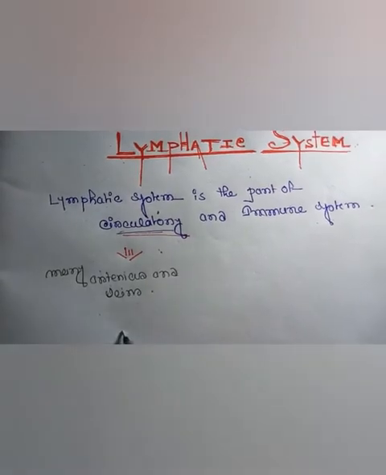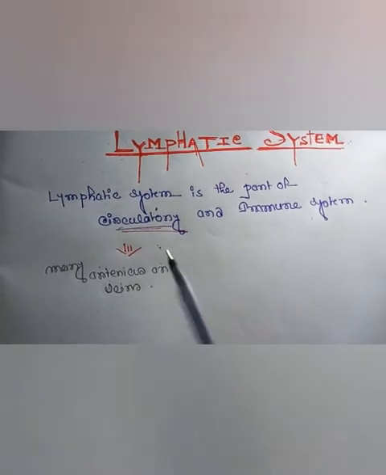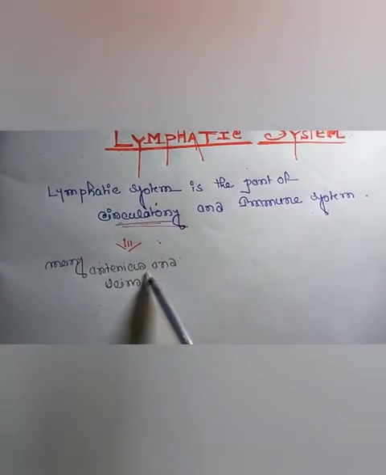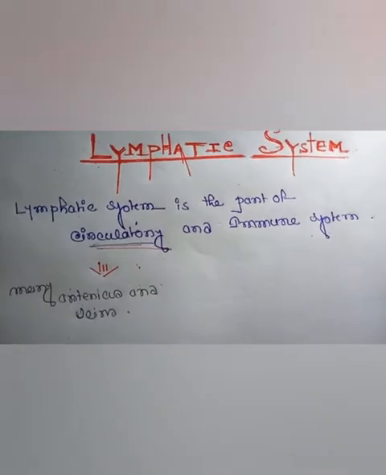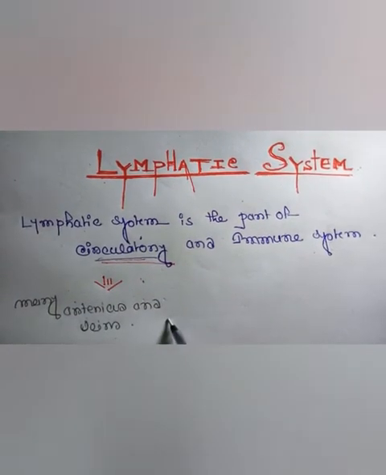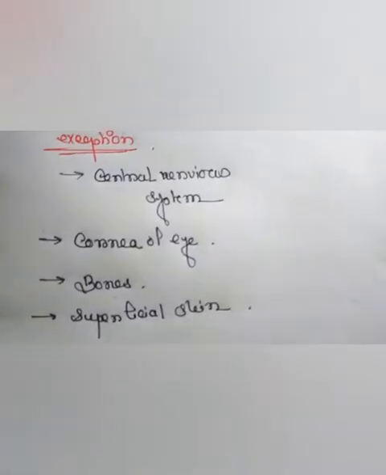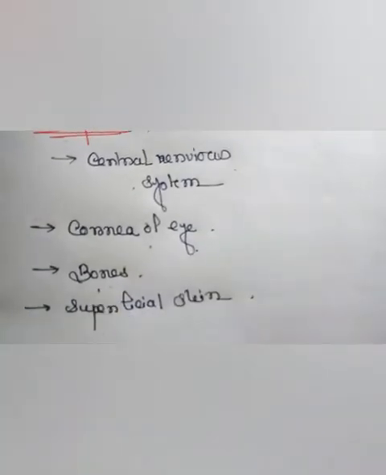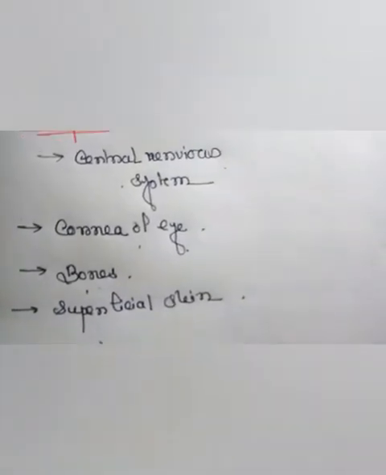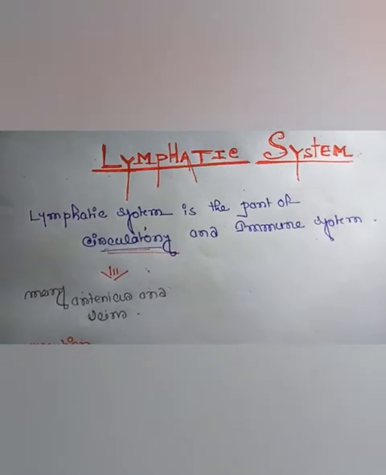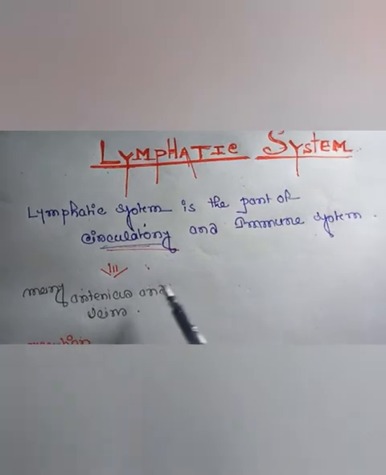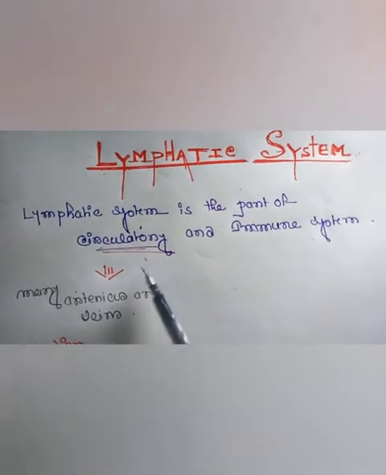The important question is why I say lymph flows almost everywhere, but not the full body. It is because there are exceptions. The exception areas are the central nervous system, the cornea of the eye, bones and superficial skin. In those areas, lymph does not circulate. For that reason, the lymphatic system is part of the circulatory system.